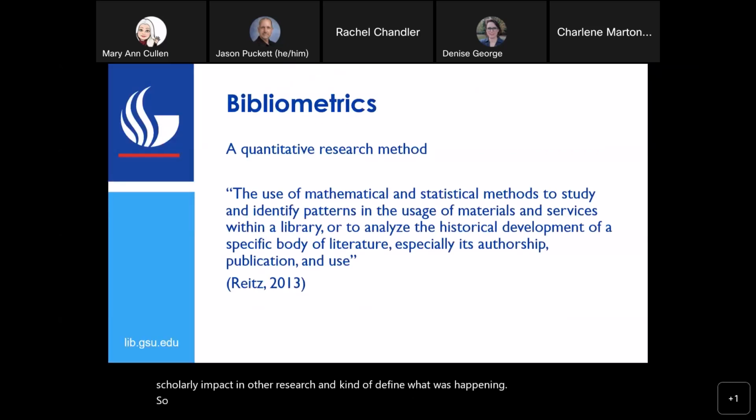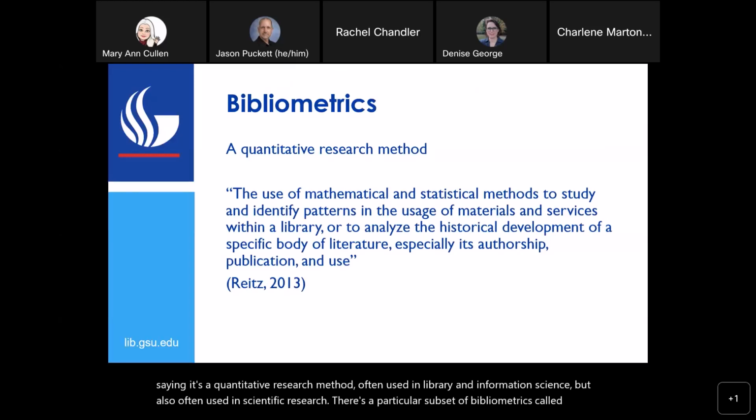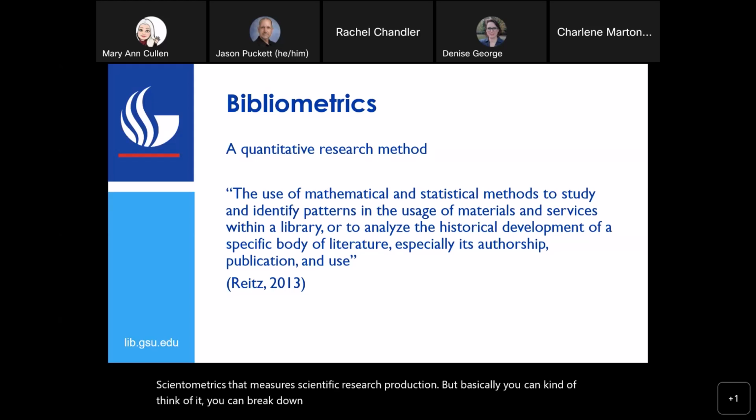So just to pause and slow down a little bit. Bibliometrics, this word that I keep saying, is a quantitative research method often used in library and information science, but also often used in scientific research. There's a particular subset of bibliometrics called scientometrics that measures scientific research production. But basically, you can break down the word: biblio, meaning books, publications, and metrics, meaning counting or measuring.